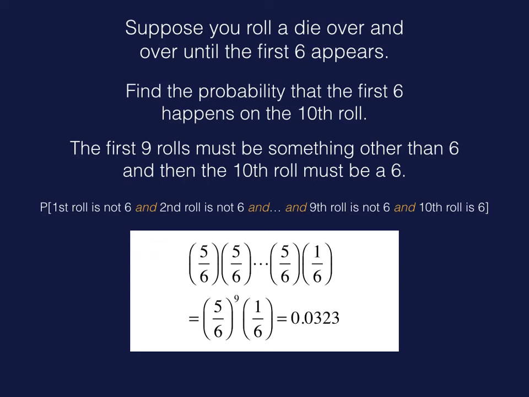Okay, so to review, OR means addition, AND means multiplication, Venn diagrams are our friends, and in simple cases, you just have to count up how many ways the event can occur divided by the number of total possible outcomes.